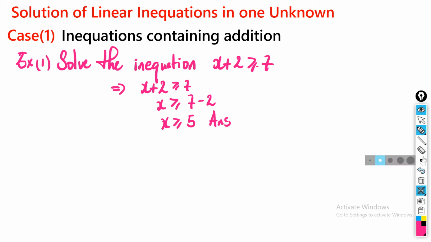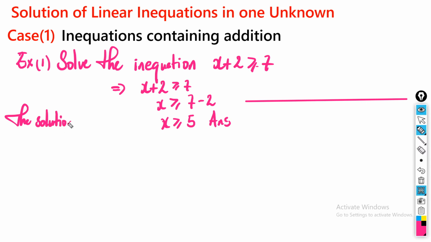But guys, we're actually going to look at the situation on a number line, and we're going to look at the situation on a graph, how to represent this. So the solution set is equal to x, let me just put a bracket here, such that x is greater than or equal to 5, right?